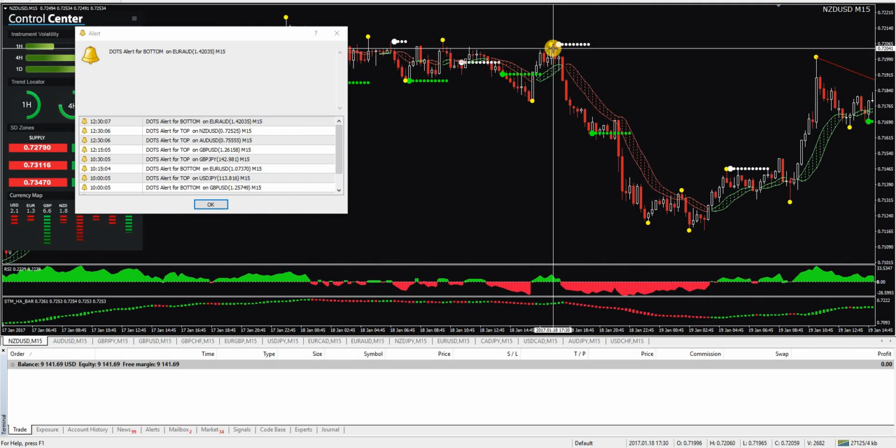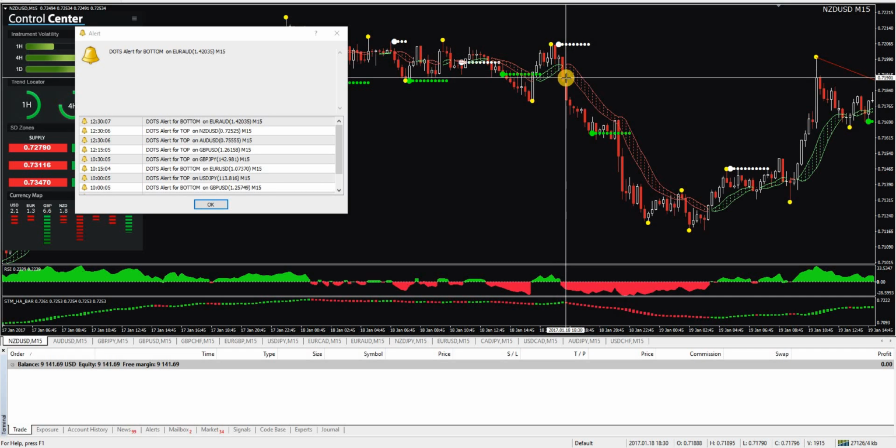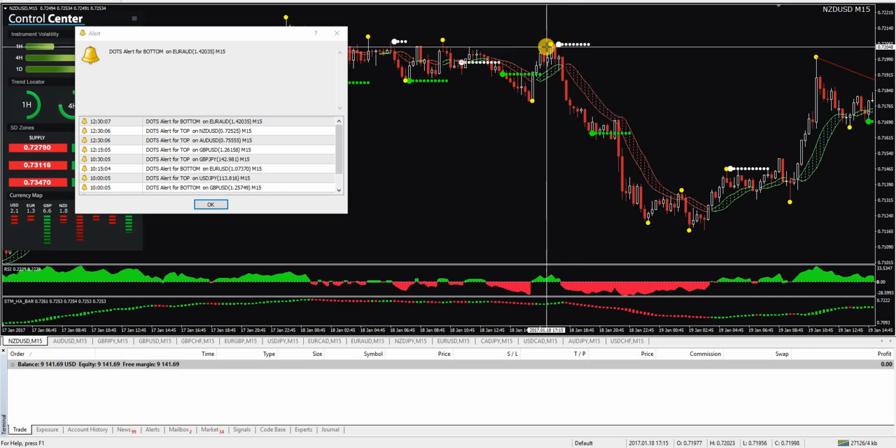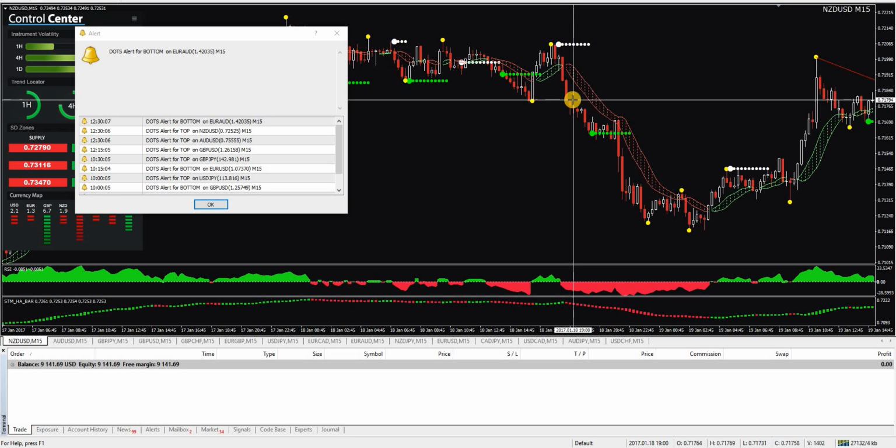All right, let's say we took this short. As you can see, the swing and signal dots are right next to each other. So we would have entered right here at this point. Stop would have been right there, let's say 25 pips. Profit target would have been 50 pips, so it would have been right here. So basically the system recommends using a 1-to-2 risk to reward ratio.